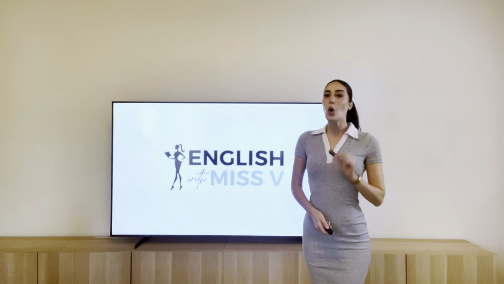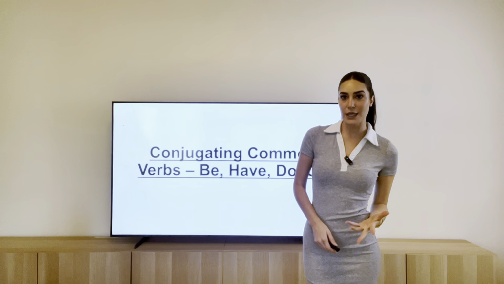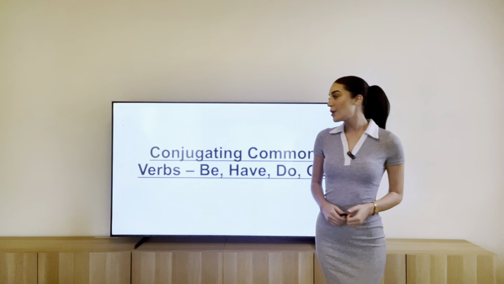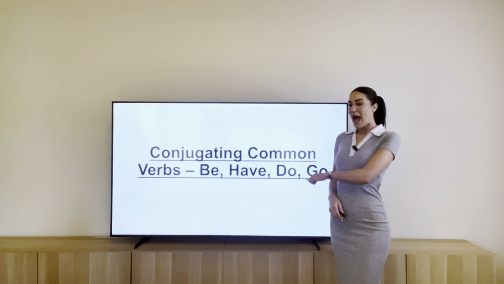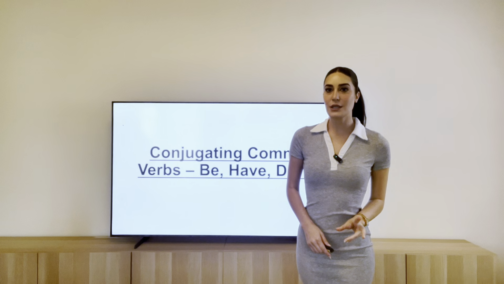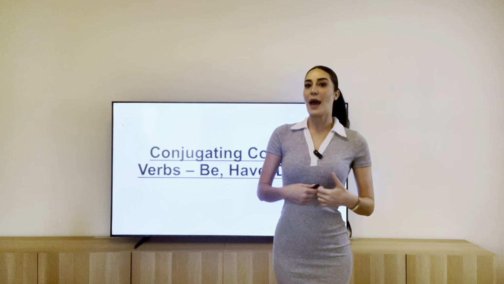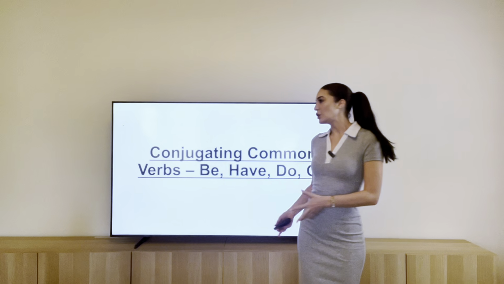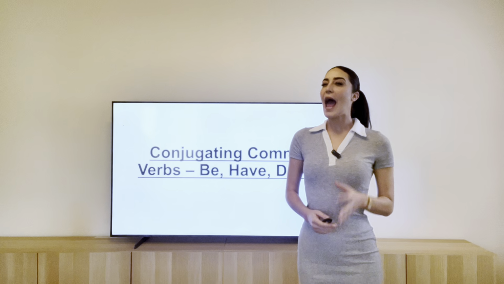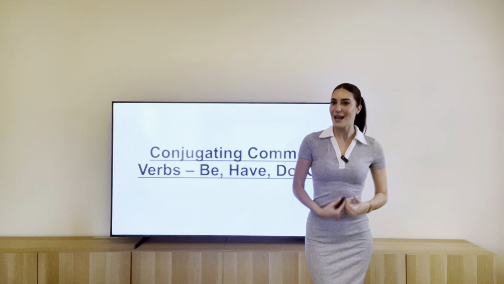So today it's all about conjugating common verbs in English, of course. I have chosen the most common verbs that we use in English. Those verbs are be, have, do, and go. These are so important to learn because you always need to know how to speak about who you are, what you do, what you have, and where you want to go. So it's important to know how we manipulate these verbs to make sure that they make sense in our sentences.